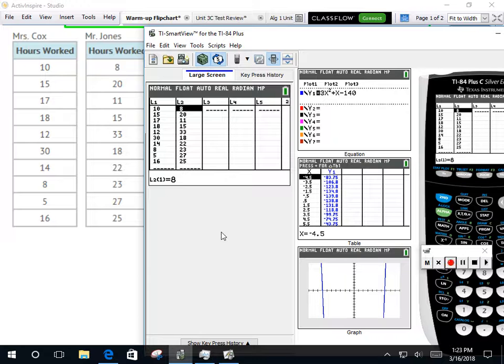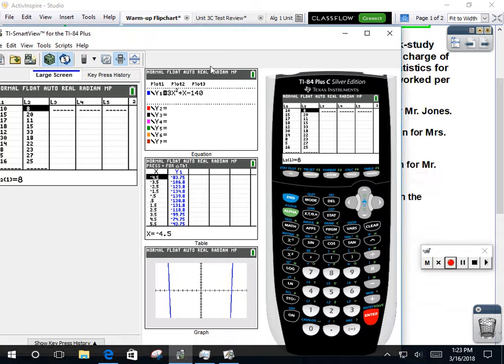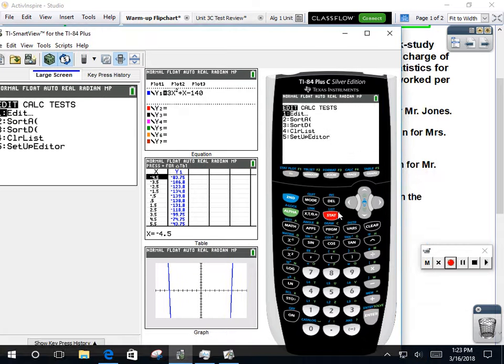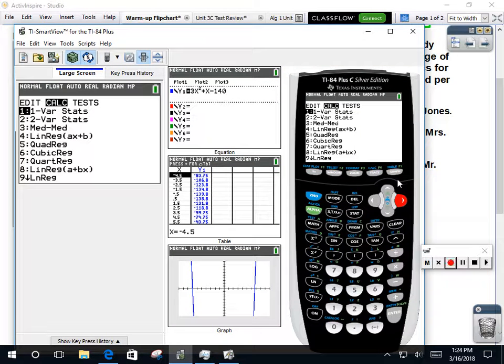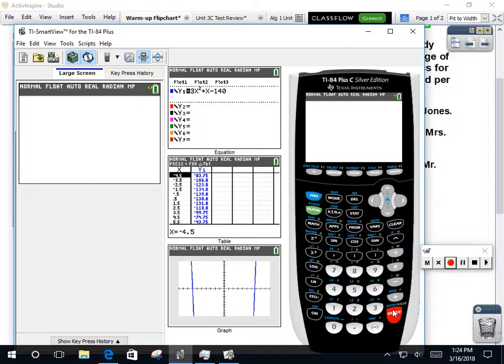Once the data is typed in, you'll go back to Stat, but this time you'll go over to Calc for Calculate. Now, this is one variable statistics because the only variable involved in this scenario is hours worked. Okay, they're not comparing hours to anything else. We're only looking at hours worked. That's why it's one variable. So you hit Enter.